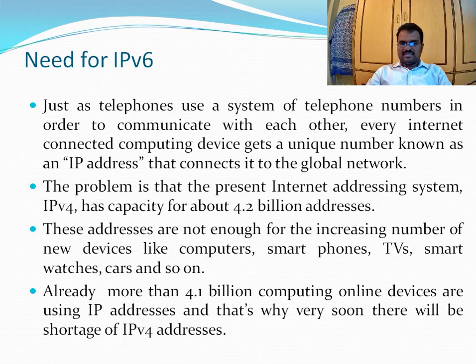So if all these devices are connected in the network, they must be identified with the IP address scheme. With the increasing number of these devices, the present IP version 4 with 4.2 billion addresses is unable to allocate addresses to all the devices. Already more than 4.1 billion computing online devices are using IP addresses, and that's why very soon there will be a shortage of IPv4 addresses.